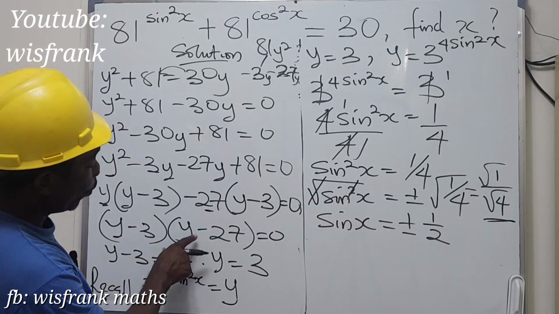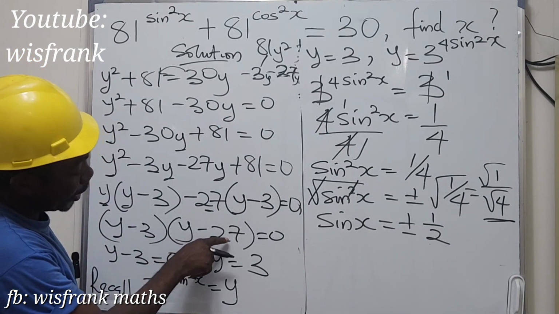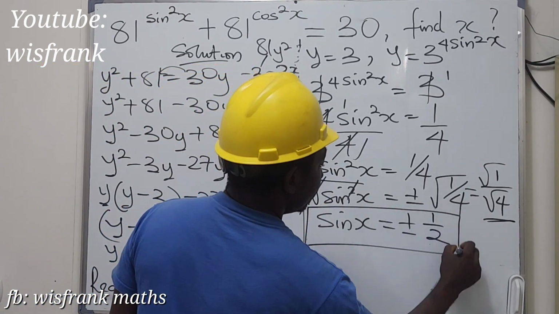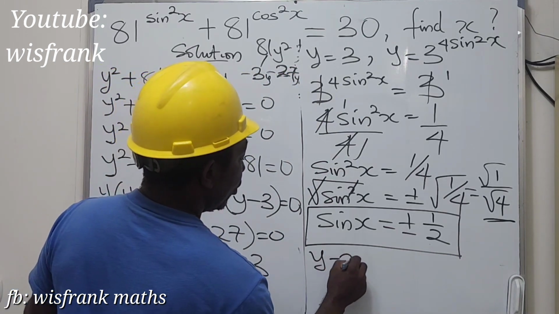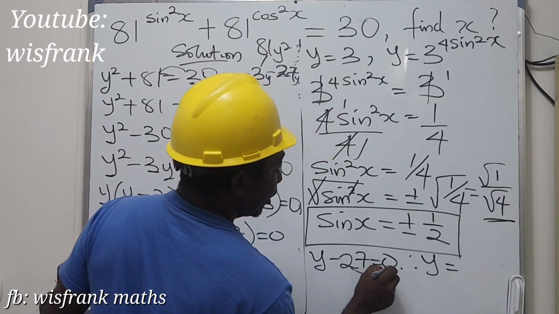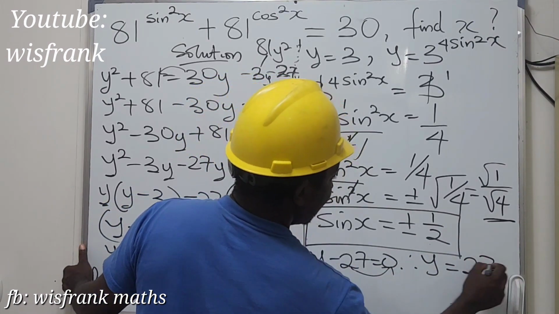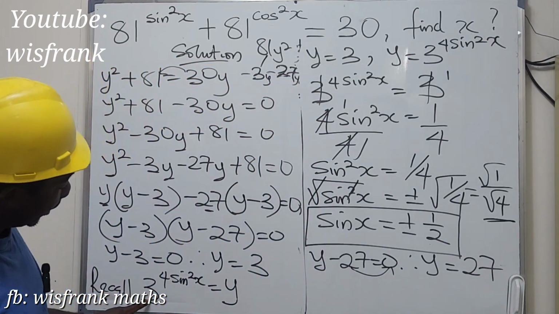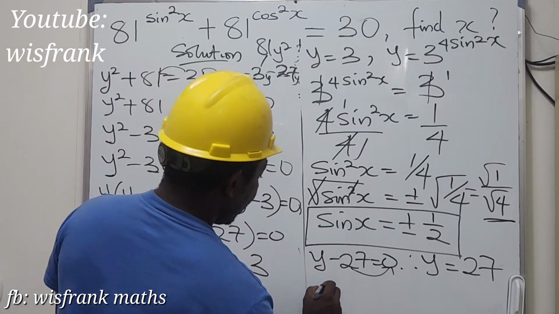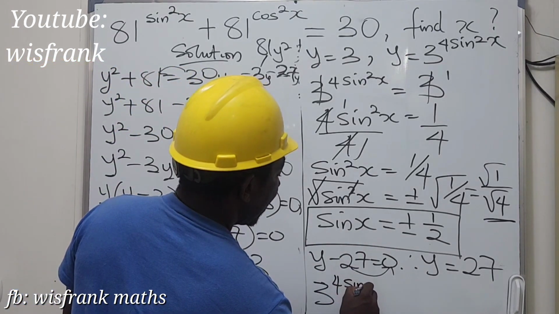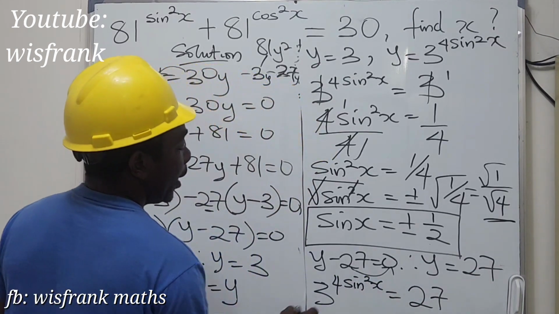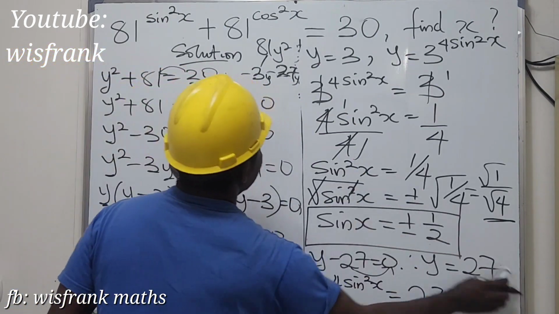The second one says y minus 27 equals 0. Therefore, y equals 27, because this is transposed to the other side. We also know that 3 to the power of 4 sin squared x equals y. So this will become 3 to the power of 4 sin squared x equals 27.